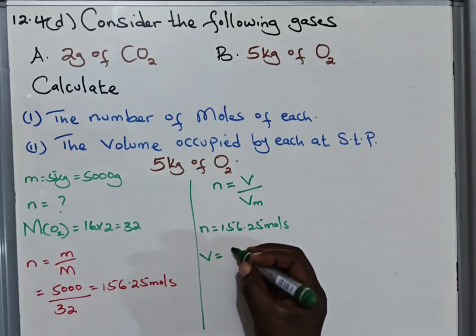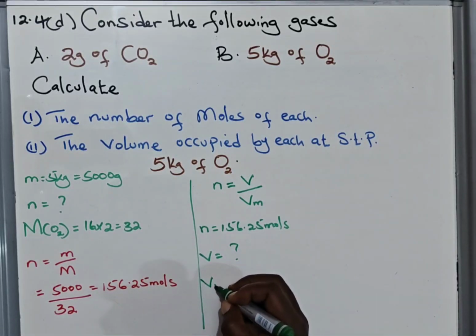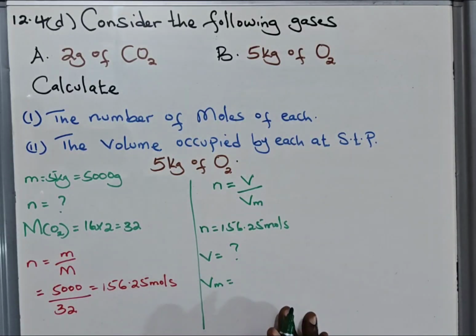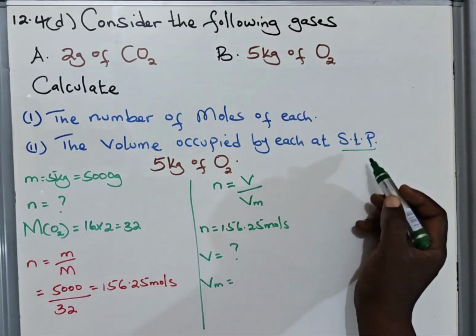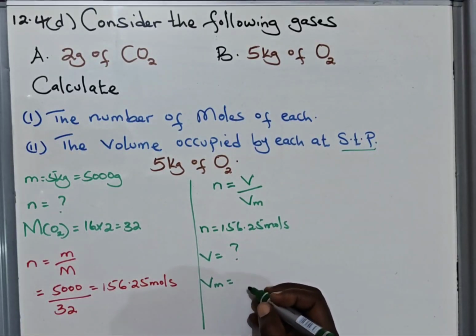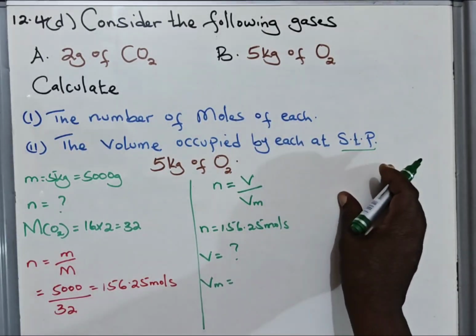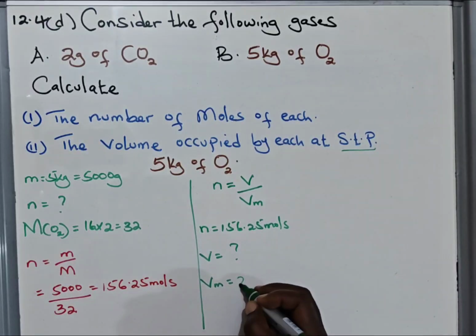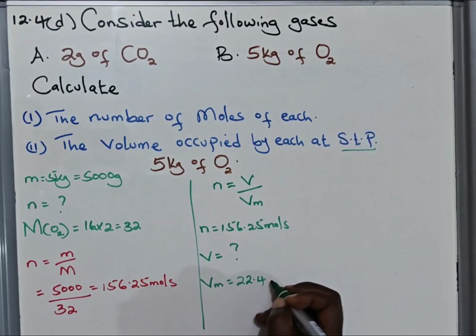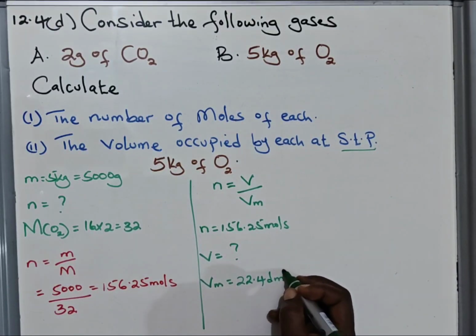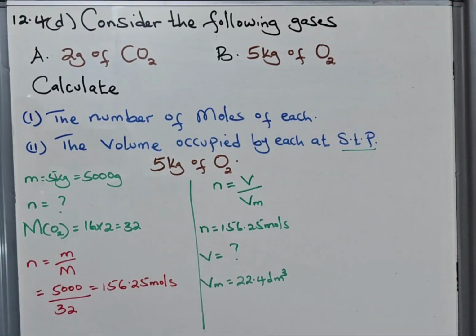What else do we know? We are looking for the volume. We don't know it, but we know the molar volume. The conditions are standard temperature and pressure, so the molar volume at standard temperature and pressure is known. It's 22.4 cubic decimeter, a constant. So what do we do here? We substitute.